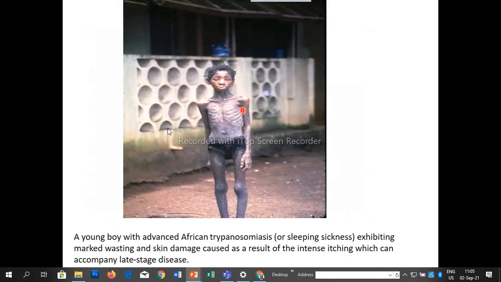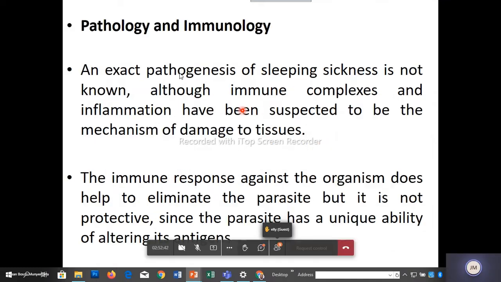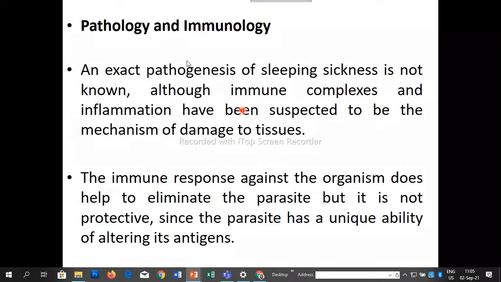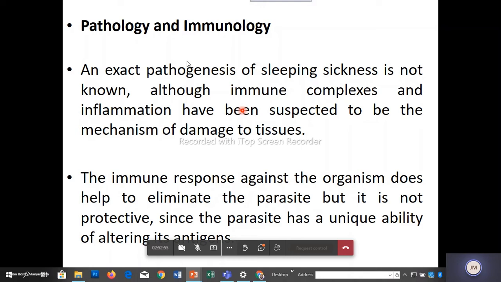Clinical features of Rhodesian disease are similar but briefer and more acute. The acuteness and the severity of the disease do not allow typical sleeping sickness. Death is due to cardiac failure within 6 to 9 months. Then, pathology and immunology. The exact pathogenesis of sleeping sickness is not known, although immune complexes and inflammation have been suspected to be the mechanism of damage to the tissue.